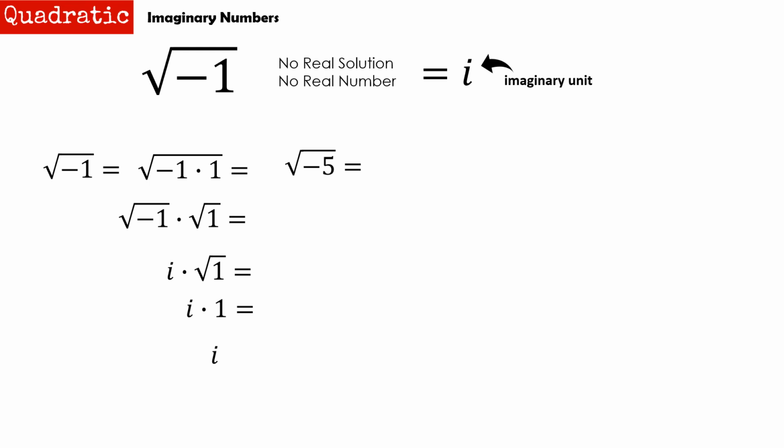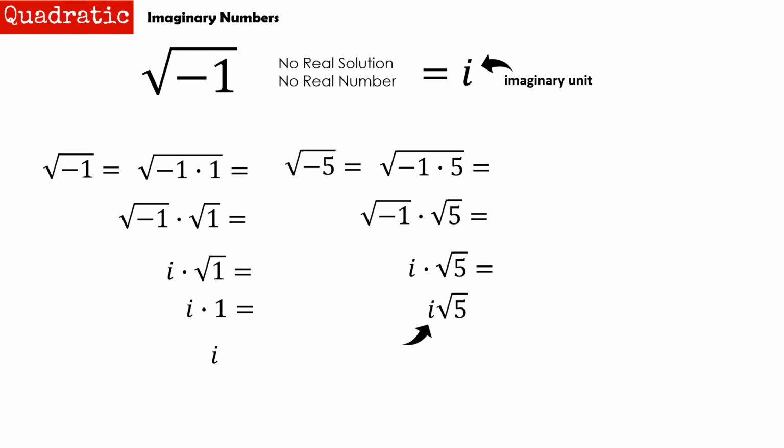What if we have the square root of -5? Well, it's going to look the same. The square root of -1 times 5, which is the same thing as the square root of -1 times the square root of 5. The square root of -1 is i, our imaginary unit, times the square root of 5. Since the square root of 5 doesn't reduce, we would say i times the square root of 5. And I do want to let you know that the imaginary number is always going to go in front of the radical. So that's why we have i, the square root of 5.